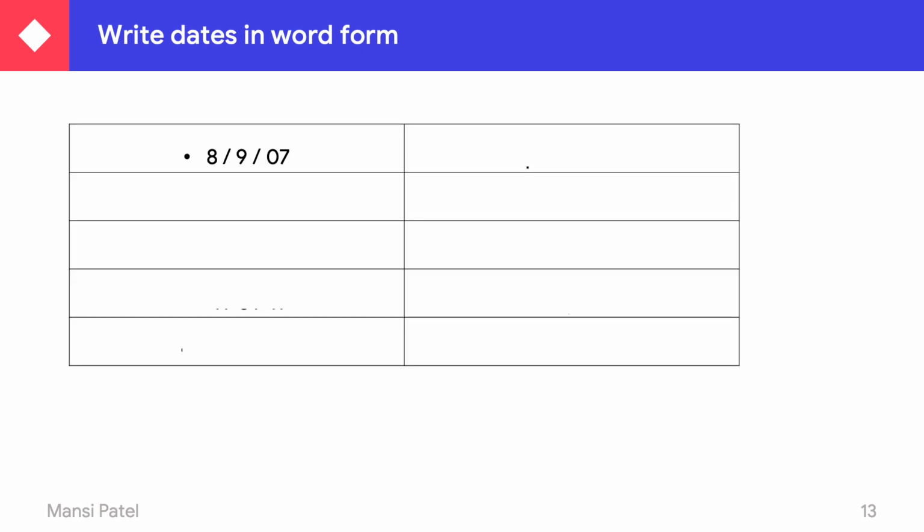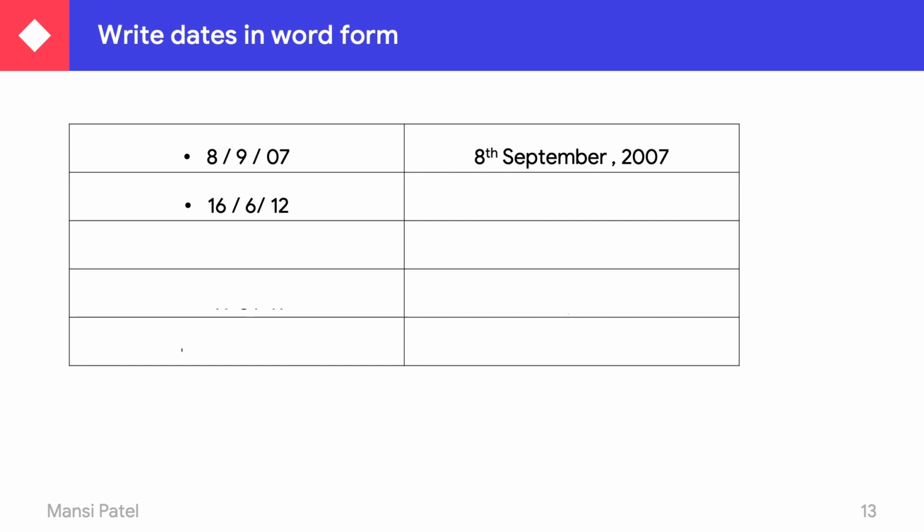Now let us see. We have to write the dates in word form. Here I am giving some dates to you. Your date is 8/9/07. As we know already, the first represents date, the second represents month and the last represents year. You have to write this date in word form. How can we write this date in word form? So first write the date, 8th. Now which is the ninth month? It's September. So we can say 8th September 2007.